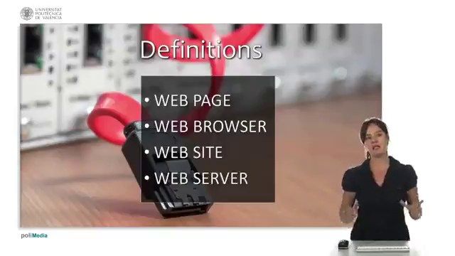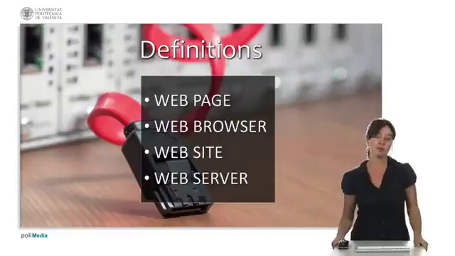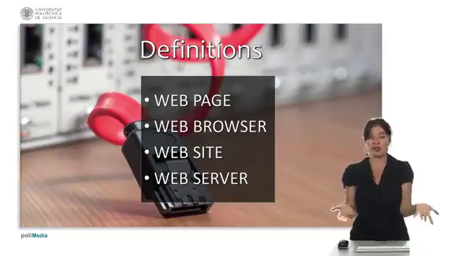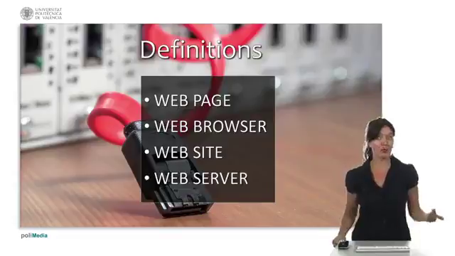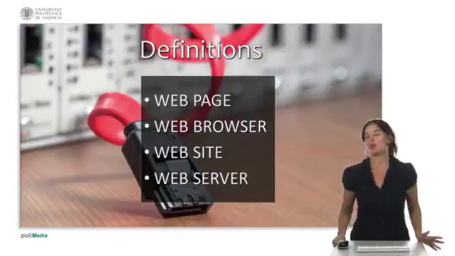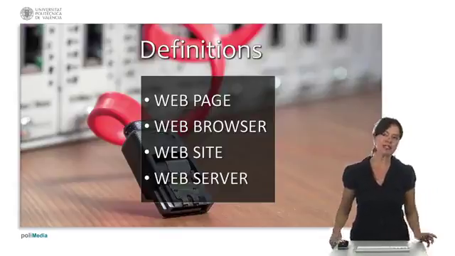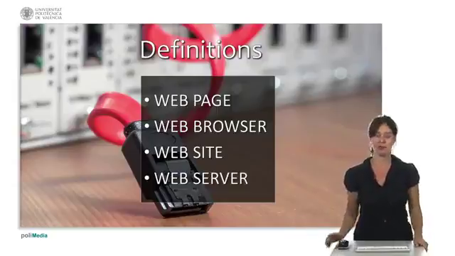So let's look at some more definitions to make sure that everybody's talking about the same thing. A web page is a single document which is suitable for the World Wide Web. A web browser is the client software application that presents web pages to the user. A website is a set of related web pages. It's typically served from a single web domain. And a web server is the computer system that accepts and processes World Wide Web requests.